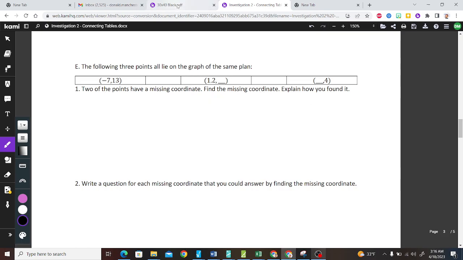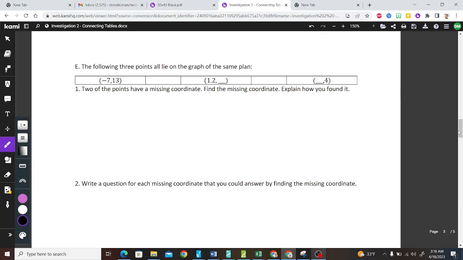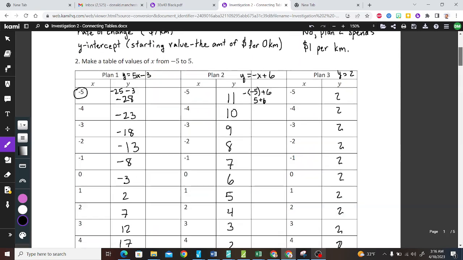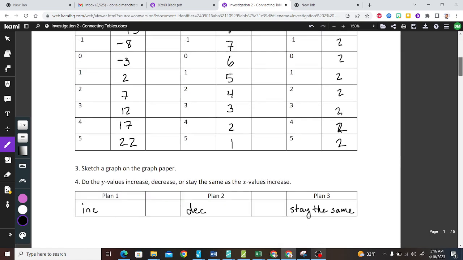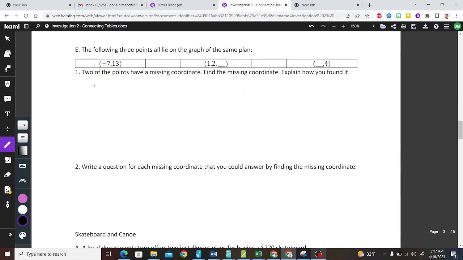So if I go back and look at my graph, I'm looking for 7. And actually, you know what? I'm going to look at the table. I'm looking for 7, -7, and 13. So going back in here, -7. Oh, that's not on there. Bummer. Which means it's not going to be on my graph. So I'm going to have to use my equation skills.